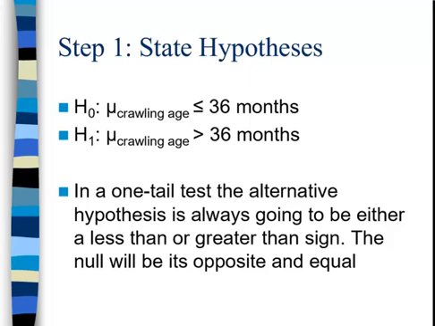In a one-tailed test, the alternative hypothesis, and this is just an easy thing to keep in your memory, it's always going to be either a less than or a greater than sign, right? In the alternative hypothesis for a one-tailed test, it can only be a greater than or less than sign. And the null is always going to be its opposite, plus the little equal bar that goes at the bottom, right? So you can almost rote memorize this if you're really having trouble wrapping your head around it.